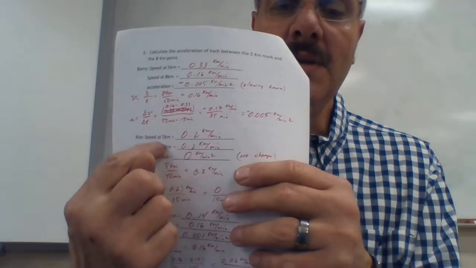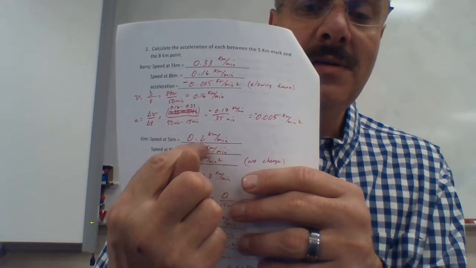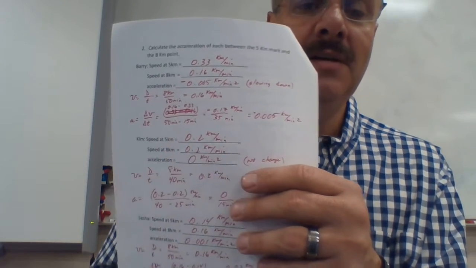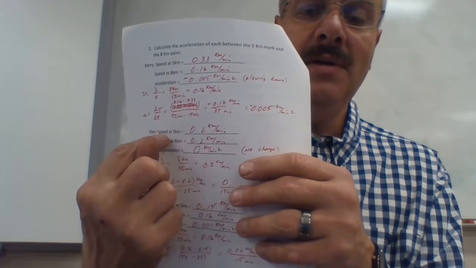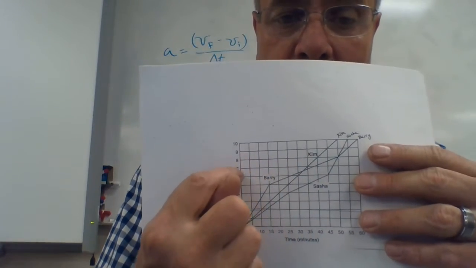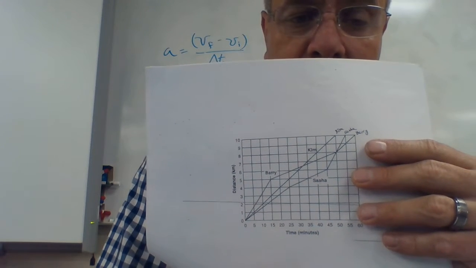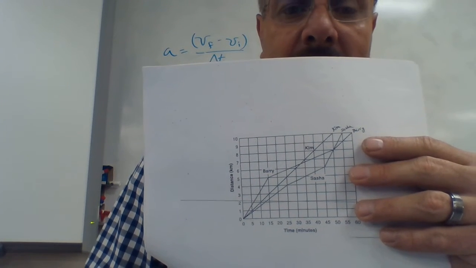All right, so now let's go to Kim. So Kim, we already calculated before that her speed at 5 kilometers was 0.2. That's what we figured on the first side of the piece of paper. So now we do it at 8. So let's go here to Kim. So we've got at 8, go across here, it took her 40 minutes to get 8 kilometers.